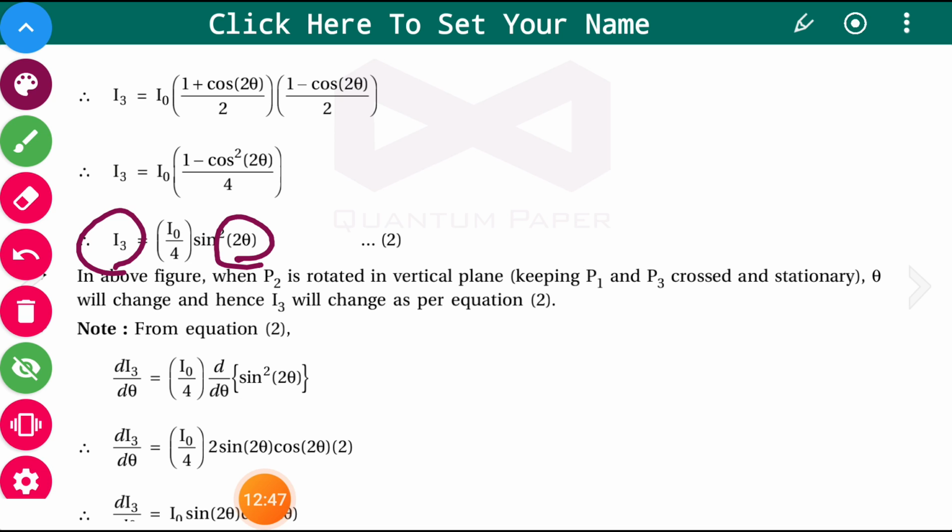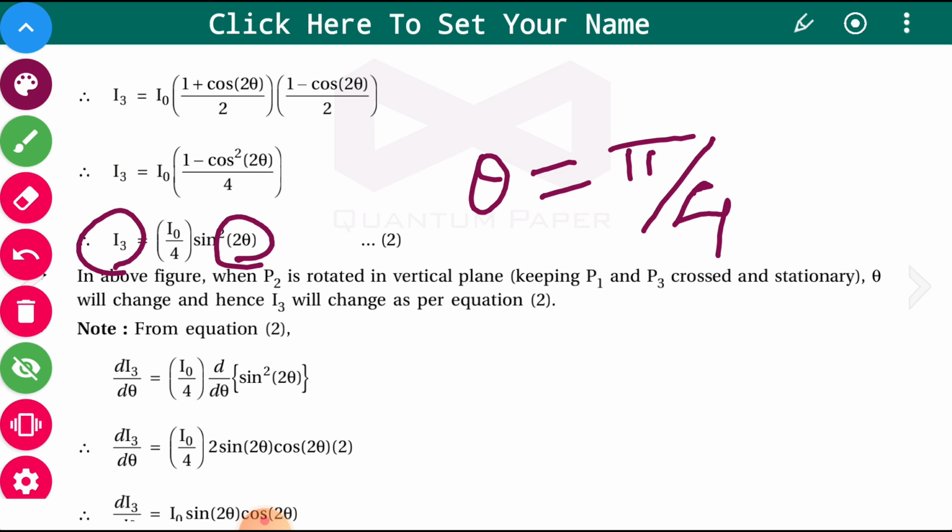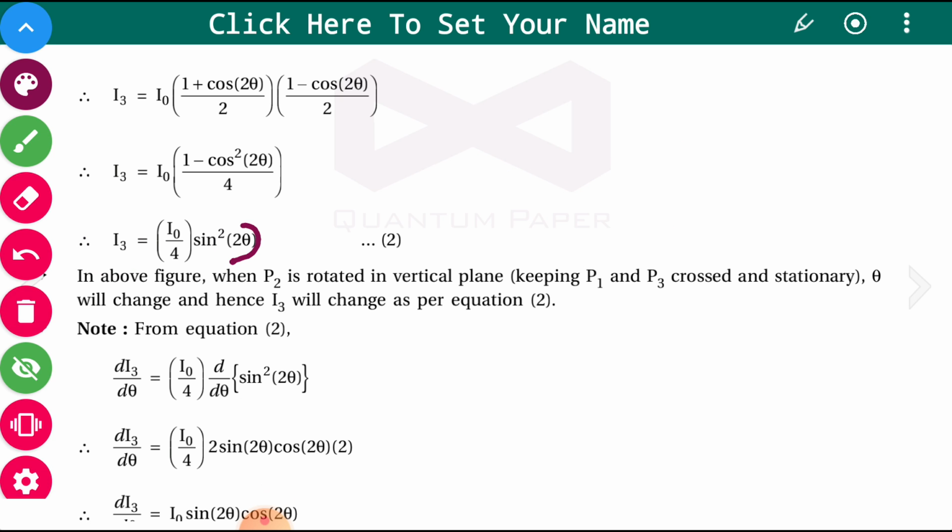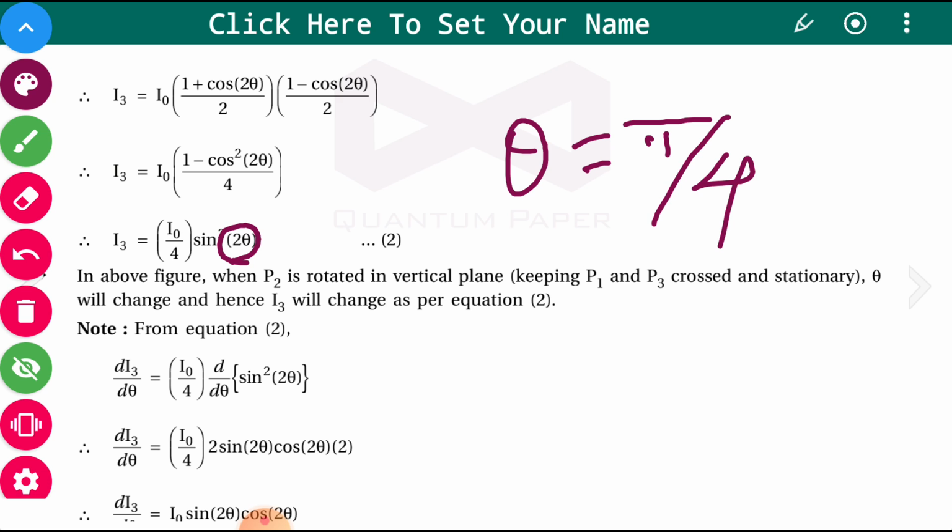You can also understand that when theta is equal to pi by 4, instead of theta it is 2 theta rather. So if you take theta equal to pi by 4, then it becomes sine pi by 2, and sine pi by 2 is 1. At that time the intensity coming out from the third plate will be maximum, equal to I0 by 4. That intensity will be I0 by 4, the maximum from the third plate, when theta is pi by 4.